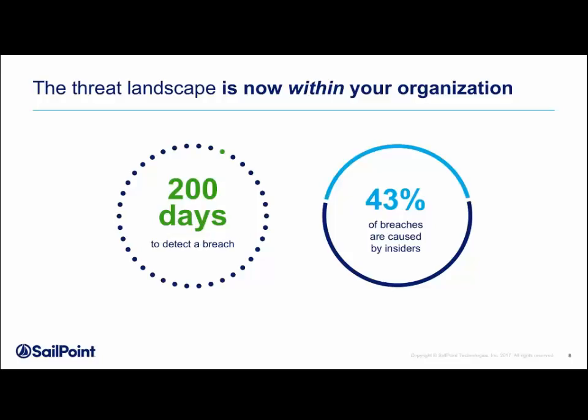And compounding this problem is the reality that it can take almost 200 days to detect that a breach has occurred. And so when you put both of these things together, a large percentage of breaches being caused by insiders and a long time to detect a breach, you can see that over a relatively significant period, it's very easy for either insiders or outsiders to cause significant organizational harm. Could be financial, could be reputational. In most cases, it's going to be both.